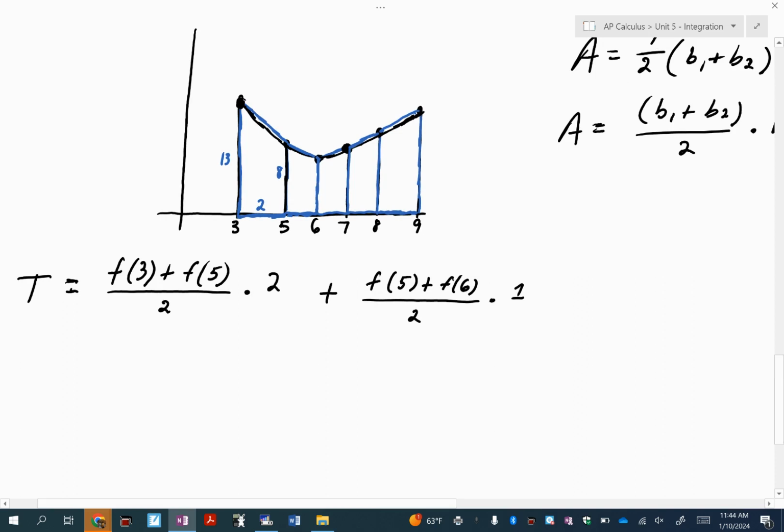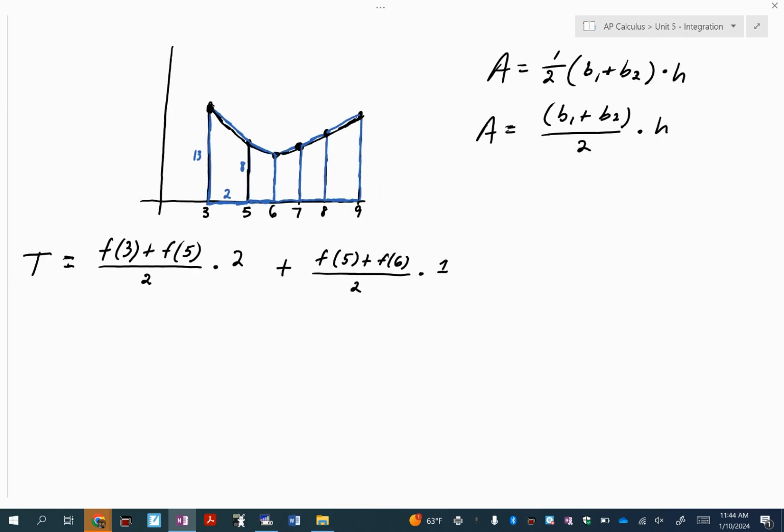What I also would recommend doing, because I know it can be a lot, is what I would do when I was in high school: I would count how many trapezoids. How many trapezoids? There's 5. So how many of these should I have? Should have 5, right? So just be aware of that. Hopefully that matches for you.